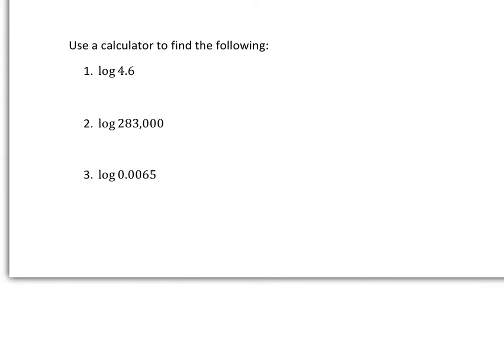Okay, first of all, these three all just have base 10 because there's nothing on there, so you just have to type in your calculator log 4.6, enter. And you get 0.66. 2 decimal places is plenty. Log 283,000. So you should get for that one 5.45.